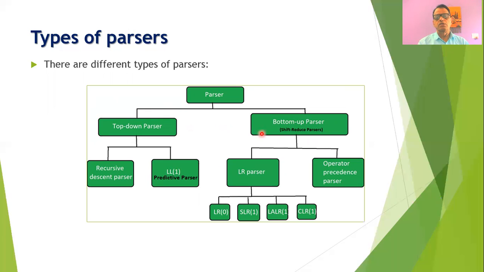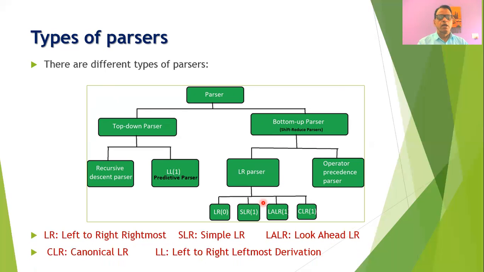The shift reduce parser can also be further divided into different categories such as LR parser and operator precedence parser. Further, we can have different types of LR parser such as LR, SLR, LALR, and CLR. So LR stands for left to right with rightmost derivation. That is, in LR parser, the input string is scanned from left to right, and the rightmost derivation is performed in the reverse order.